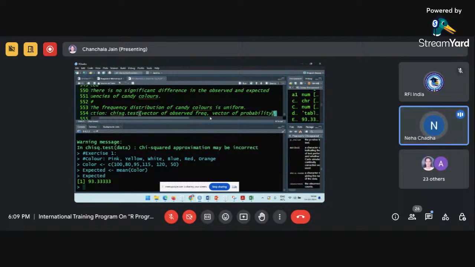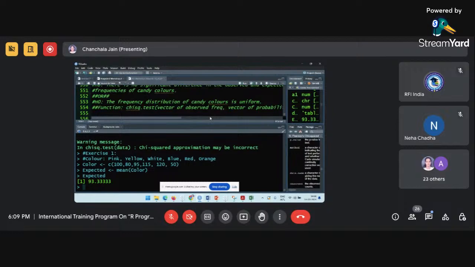Ma'am, we can also define the vector over here in the function? Yes, no problem. Inside also you can pass. It is not necessary that outside this function you need to define your vector. Inside this also you can do this. I hope it is clear now.